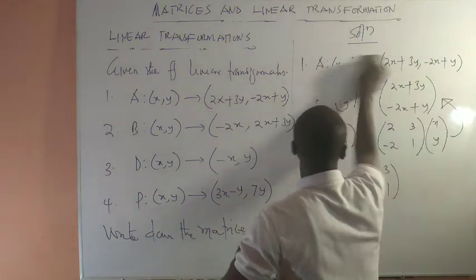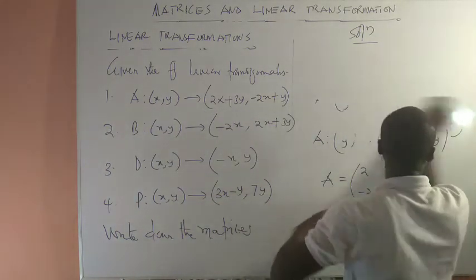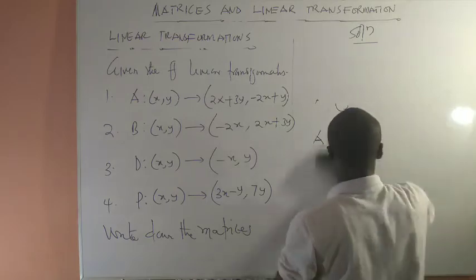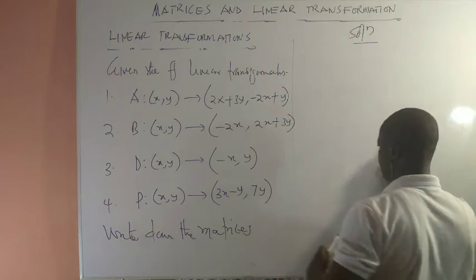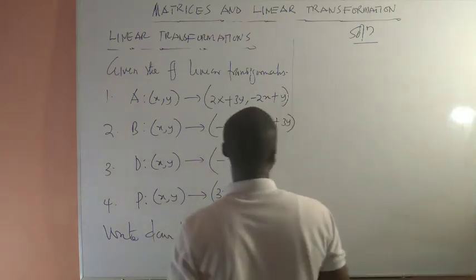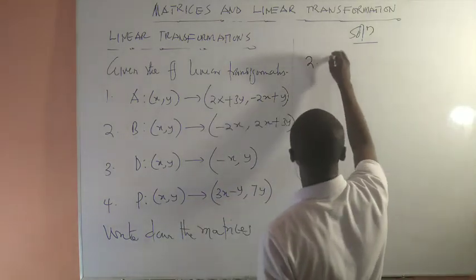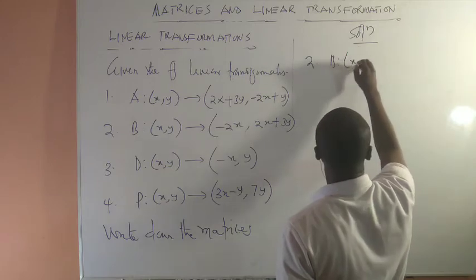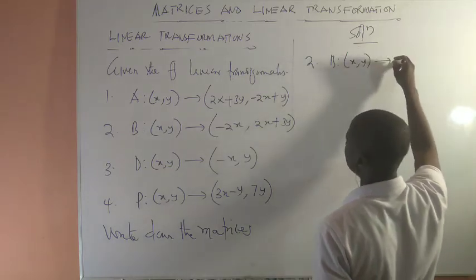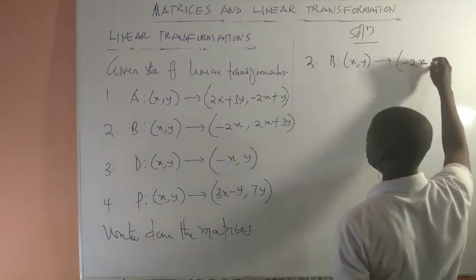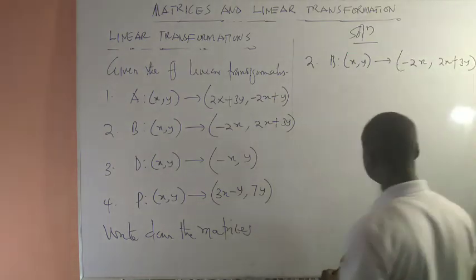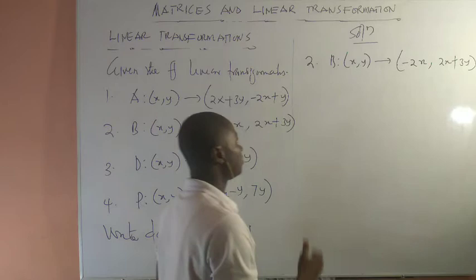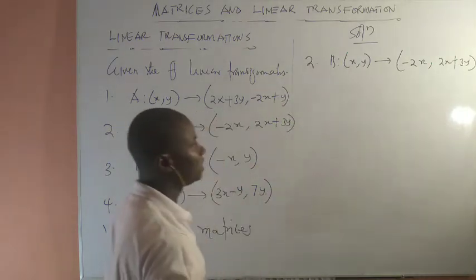Now let's look at the second question, to see how best we can solve it. The transformation is B of (x, y) maps to (minus 2x, 2x plus 3y), and we are asked to deduce and write down the matrix B out of this linear transformation.